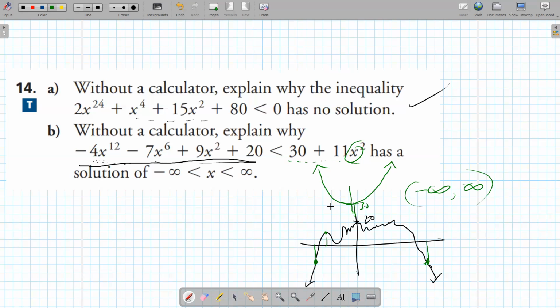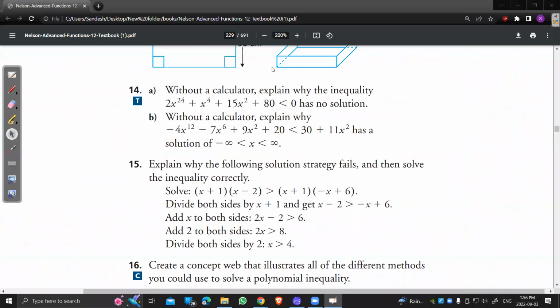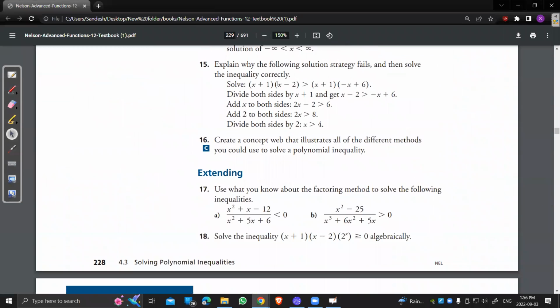Okay. So this even degree 12 polynomial is less than our quadratic everywhere because graphically it's always going to be underneath it. It's always going to be lower. Lower means less than, right? So that's how you think about that problem.